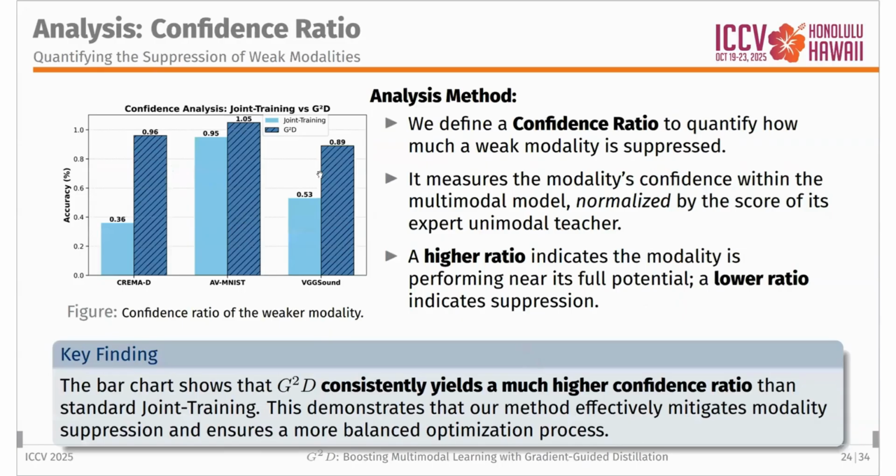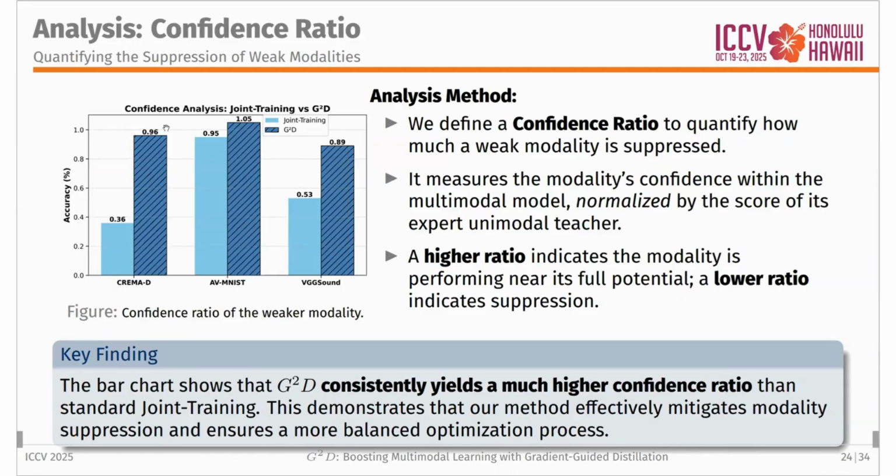The next is the confidence ratio. We define confidence ratio to quantify how much a weak modality is suppressed. It measures the modality's confidence within the multimodal model, normalized by the score of its expert unimodal teacher. So a higher ratio basically indicates that the weak modality is performing near its full potential. A lower ratio indicates that it is being suppressed.